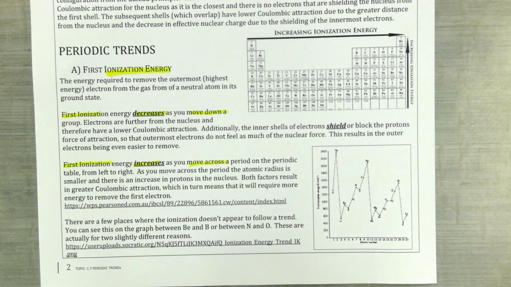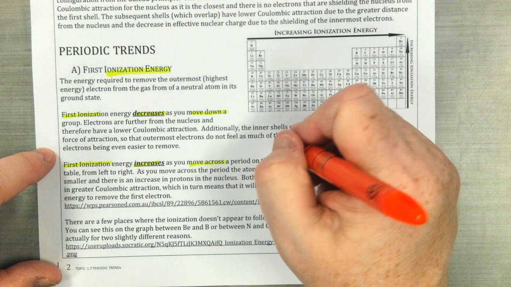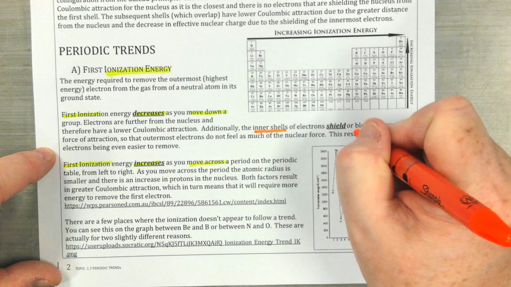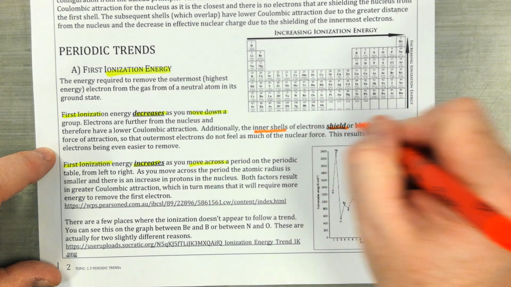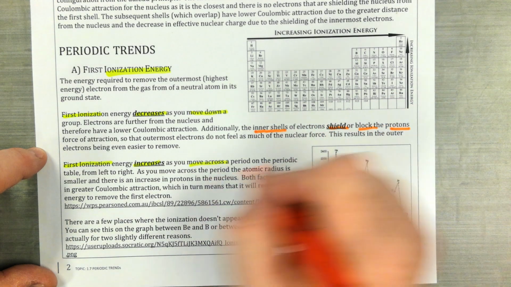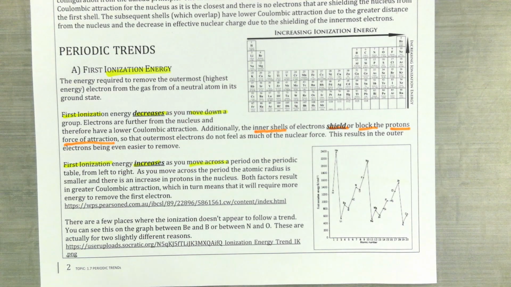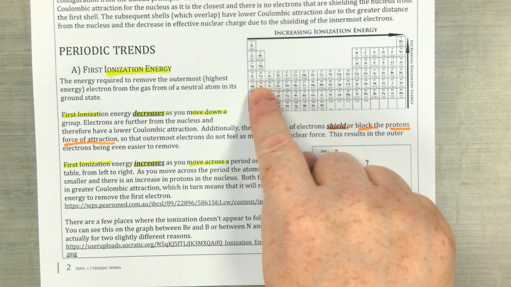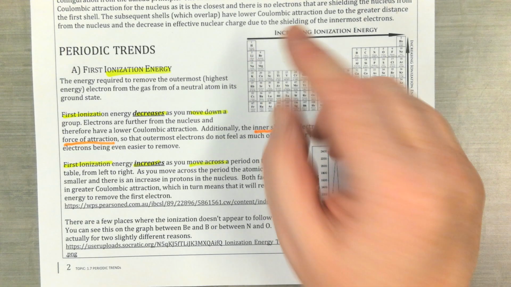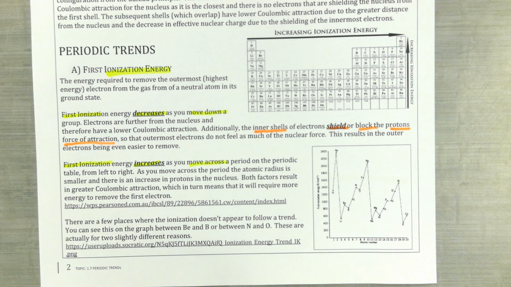Now, the inner shells, shielding: this is basically what shielding is. Inner shells of electrons shield or block the proton's force of attraction. So when you've got a lot of shells, let's say 5 shells, the inner electrons in shells 1 and 2 are so close to the nucleus that they're kind of blocking that magnet pull that the positive protons have on the outer electrons.